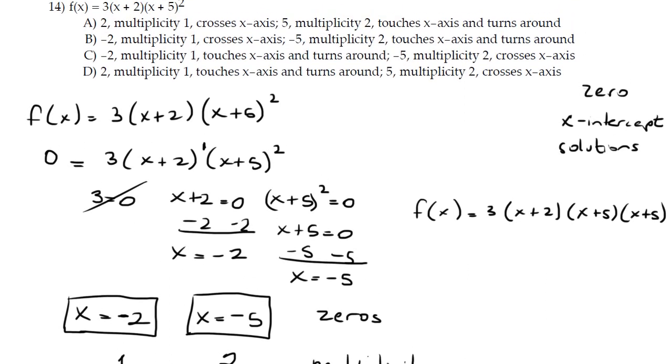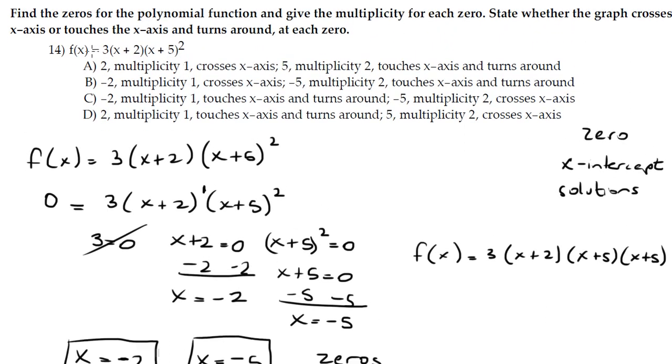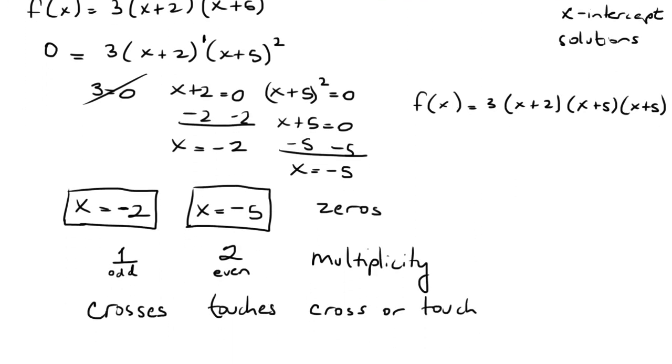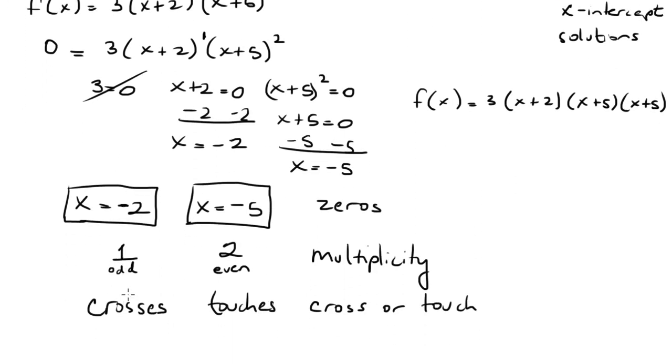Let's see, which choice is that? I don't have 2 as a multiplicity in the other choices, so those are out. So negative 2, multiplicity 1, crosses. Negative 5, multiplicity 2, just touches the axis and turns around. I think that's the one: Choice B. Take a look. Negative 2, multiplicity 1, crosses. Negative 5, multiplicity 2, touches.